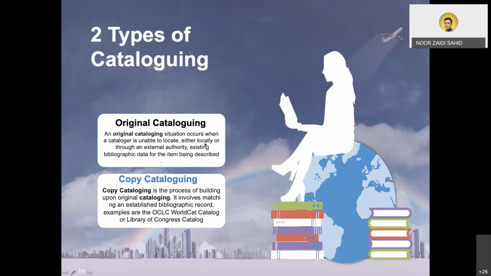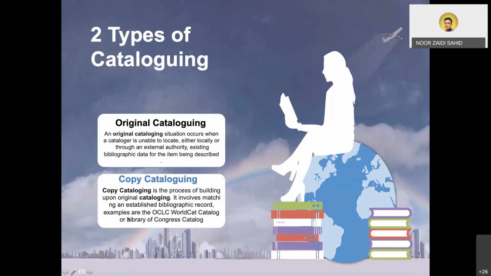Dia kata apa? Unable to locate either locally or through external authority. External authority can be from the publisher or from the book vendor as well. So you tak dapat sumber-sumber tu, then you need to start from zero, from scratch, untuk you buat original cataloging. Or the other process is through copy cataloging. What is copy cataloging? It's a process of building upon original cataloging. It involves matching and establishing bibliographic records, for example from OCLC.